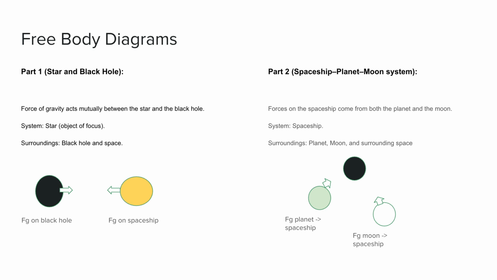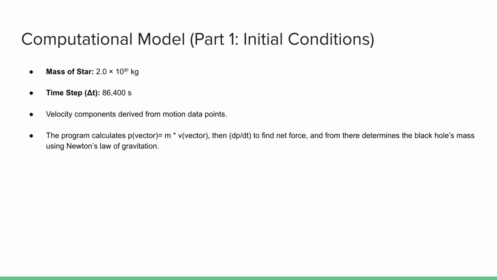The arrows visualize the gravitational interactions acting on each body, helping define our systems and surroundings before the modeling. As we can see, there are two entities in part 1, the star and the black hole, and three entities in part 2: the spaceship, the planet, and the moon. We use the given seed, which is the Georgia Tech email of each student, mine being miftikhar7@cartech.edu, to generate a unique orbital path, compute the net force via momentum change, and back solve for the mass that produces that particular motion.